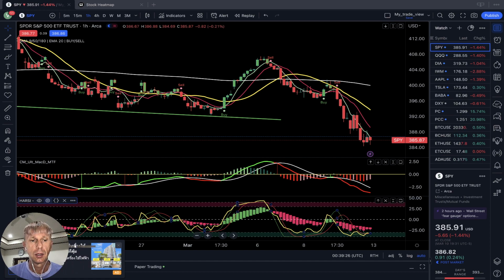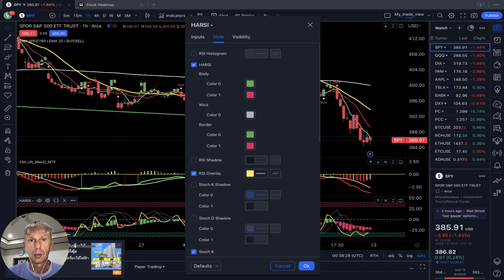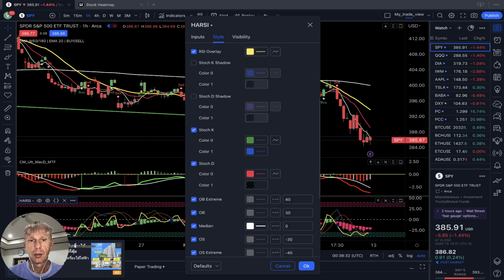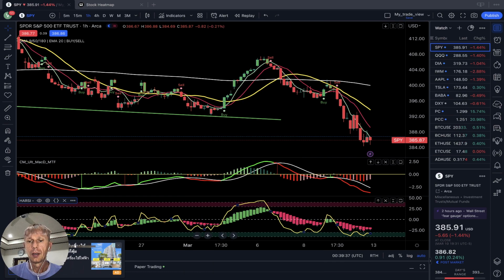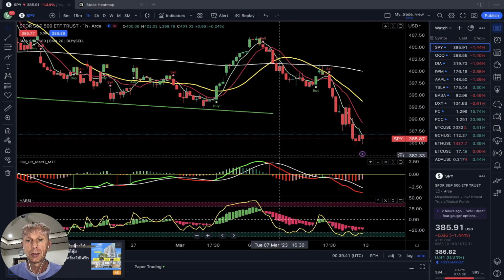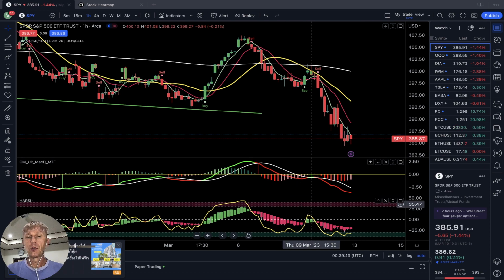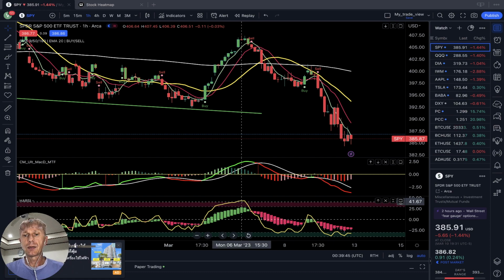Let me turn off these additional lines, make it less busy. Okay. And this green is oversold territory, right? And this red zone is overbought territory. Like this one overbought, this one oversold.